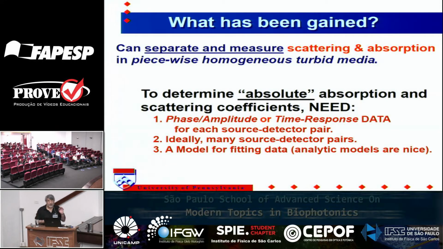And so if I want to measure, I can measure the absolute absorption and scattering coefficients of my media, but I need to have data, either phase and amplitude data in the frequency domain or time response data in the time domain. Ideally, I want to have many sources and detectors if I can. And then I need a model, and I've given you the model. These are analytic models. You don't even have to be analytic. We can do it on a computer. So then basically all you do is you're fitting your data to your model and finding the best absorption and scattering to describe the data.